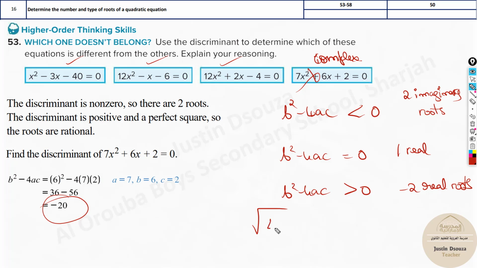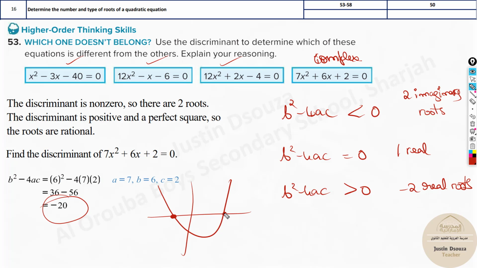So if it's a perfect number like 4 or 16, the square root of 16 is plus or minus 4, or say we got 169, the root of 169 is 13. These are all perfect squares, right? So when such numbers come, you will have roots, like in the graph, which are rational.